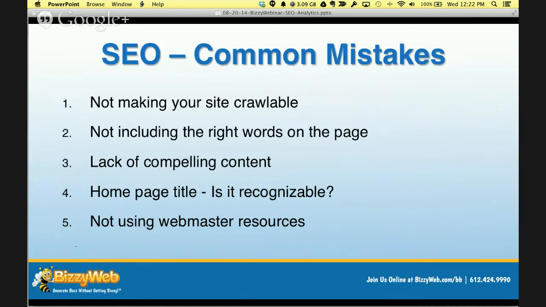So we see a lot of mistakes that are made. Search engine optimization has a lot of elements to it, and I see people doing a lot of things wrong. These are what I would call the top 5 most common mistakes that I run into when we're working with people, and just in general on the web. Number 1 is not making your site crawlable. So what does that mean?